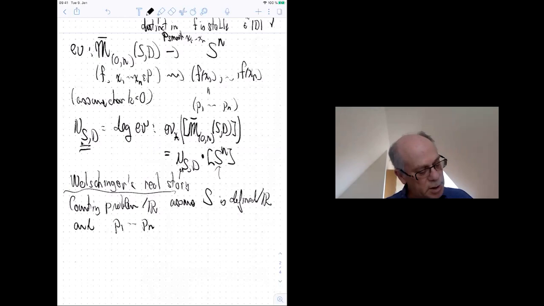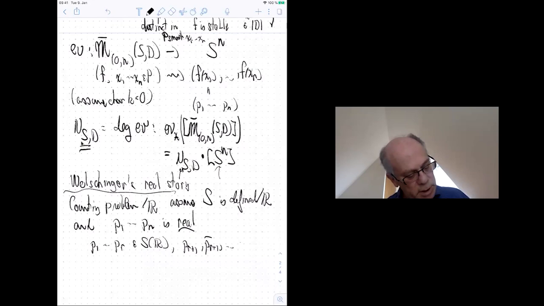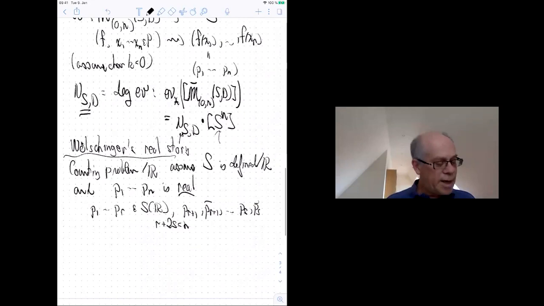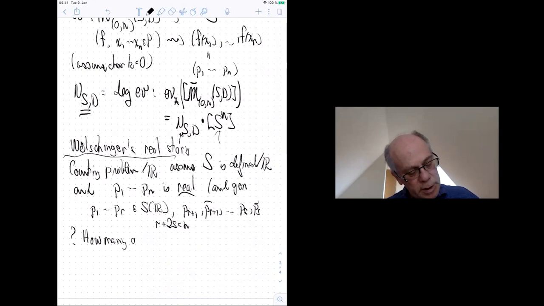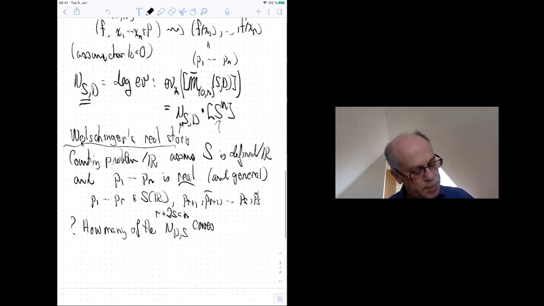So in other words, we can break it up. Let's say P1 up to PR are actually real points of S, and then the remainder are in complex conjugate pairs. So we have PR plus 1, PR plus 1 conjugate, up to PS, PS conjugate, and total number N equals R plus 2S. So that's a real configuration, some real points and then some complex conjugate pairs of points. And then you can ask for real curves containing those points. So the question is, how many? We can take this to be real and still general, general in the complex sense. How many of the NDS curves that we talked about, these rational curves containing the PIs, are real?